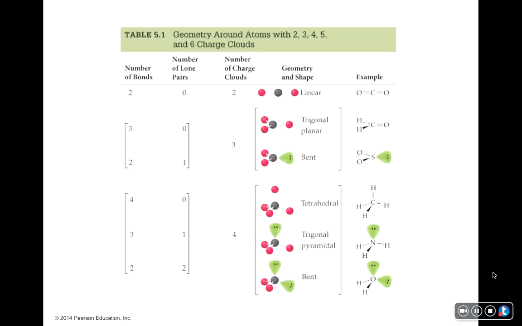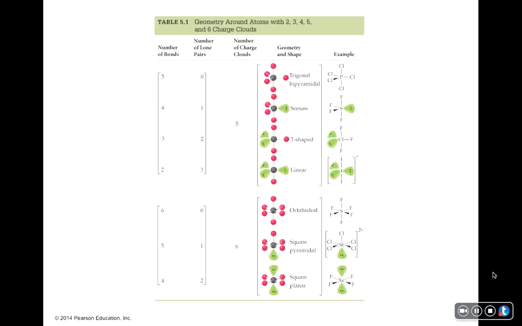So with 3 charge clouds, you could have 3 bonds, in which case that shape is trigonal planar, or you could have 2 bonds and a lone pair, in which case that shape is bent. And we've gone through all of these examples, so if you wanted to go back and look these over, you could. And on the far right it gives you the examples that we just looked at. And then here's the same thing for 5 and 6.